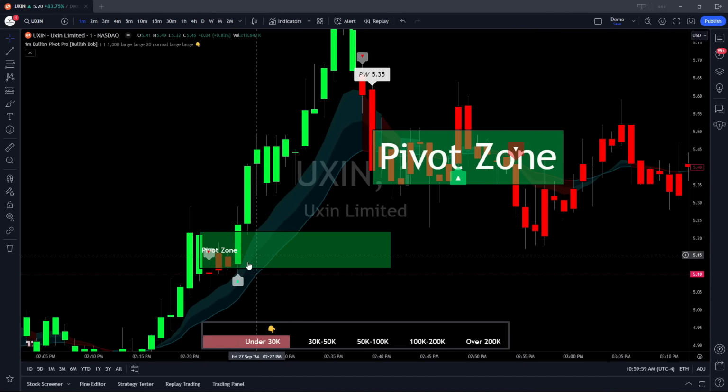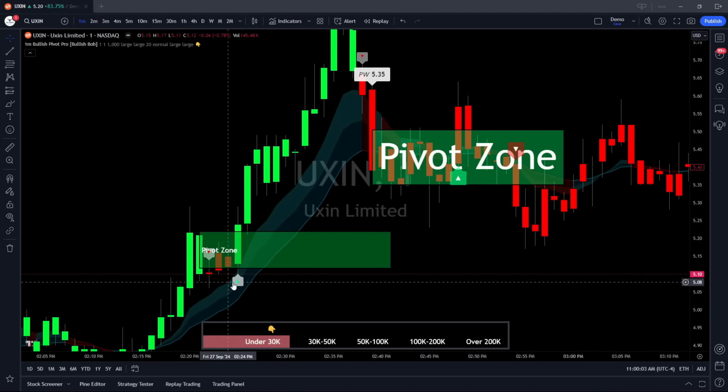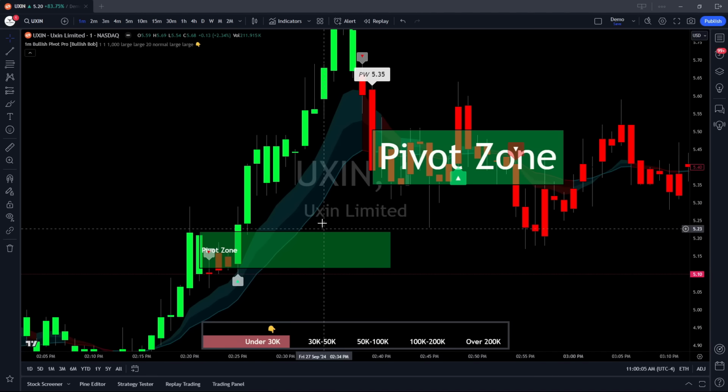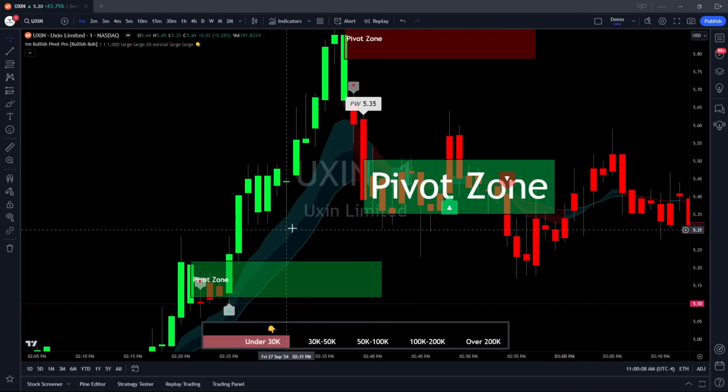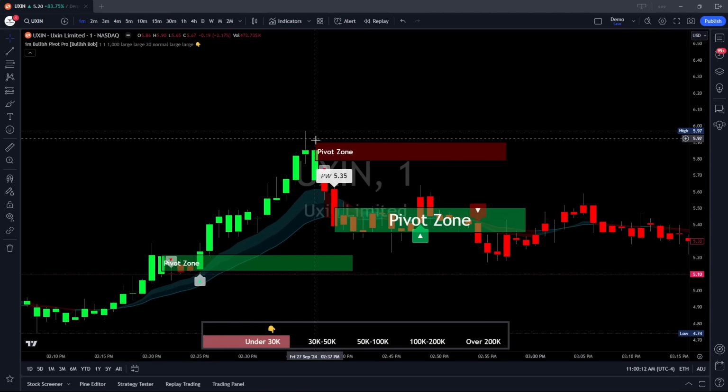That's our bullish signal. And you can see bullish signal detected. Price must stay above this pivot zone to remain bullish. Okay, so it did stay above it. It tested it here. There's your entry. There's an add if you wanted to add to it.